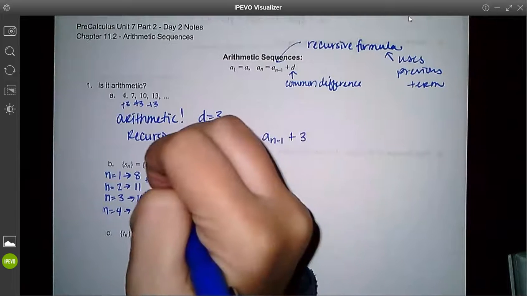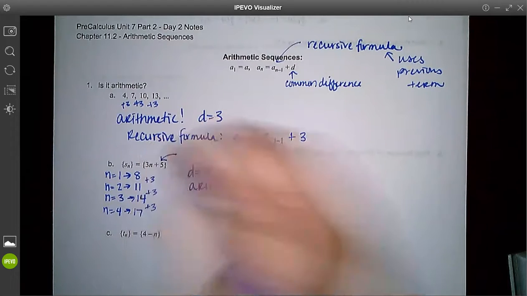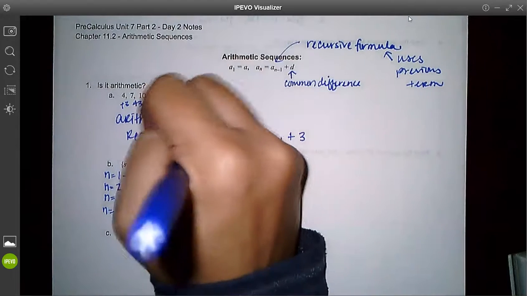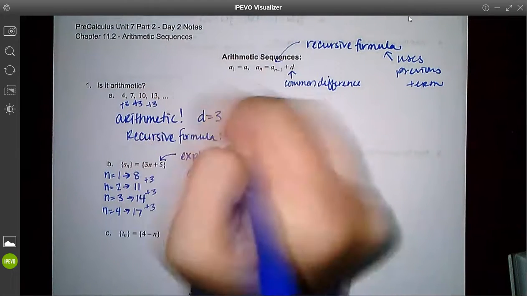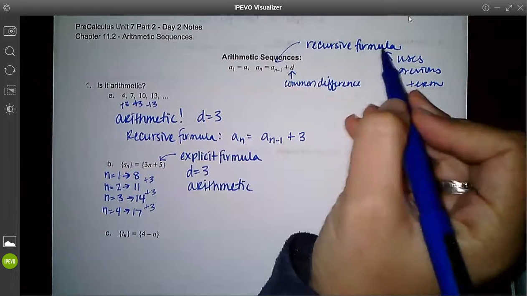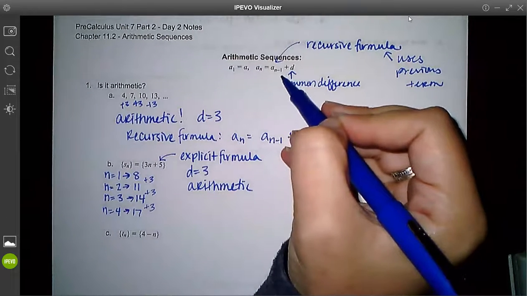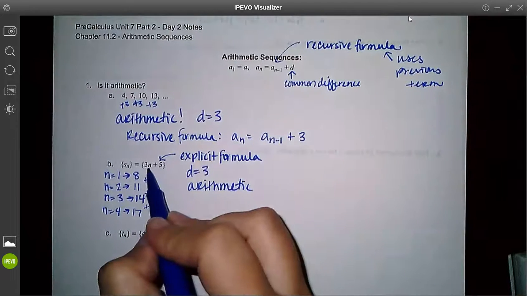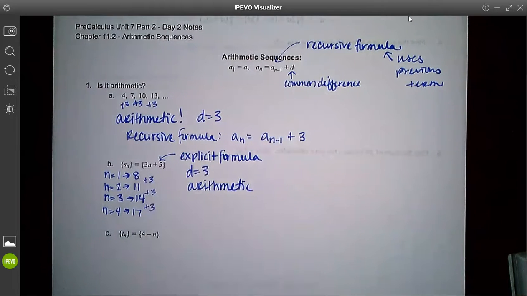This equation is your explicit formula. A recursive formula uses the a sub n minus 1, or the term before it. The explicit formula means that you can use any n you want. You can find any term just by knowing the number term you want to find. And you don't have to have the term before it.